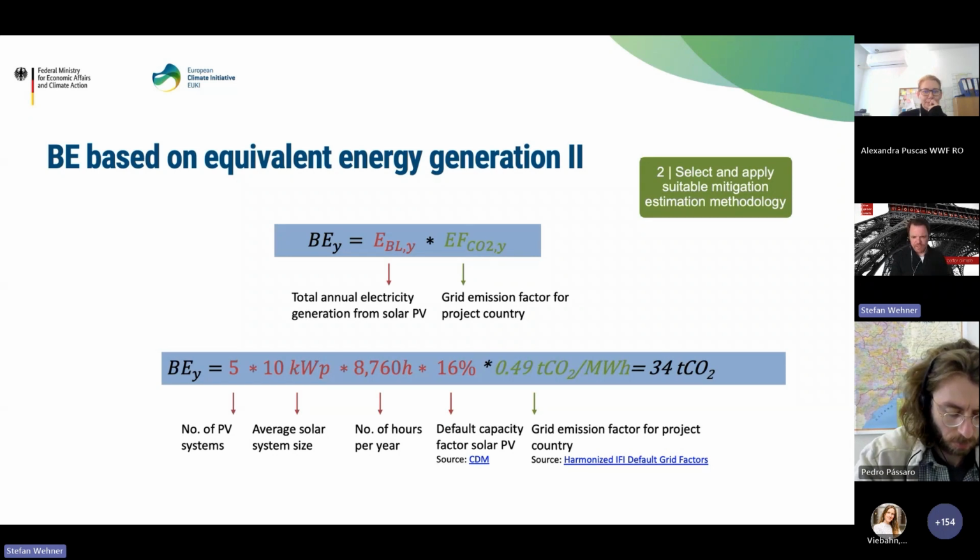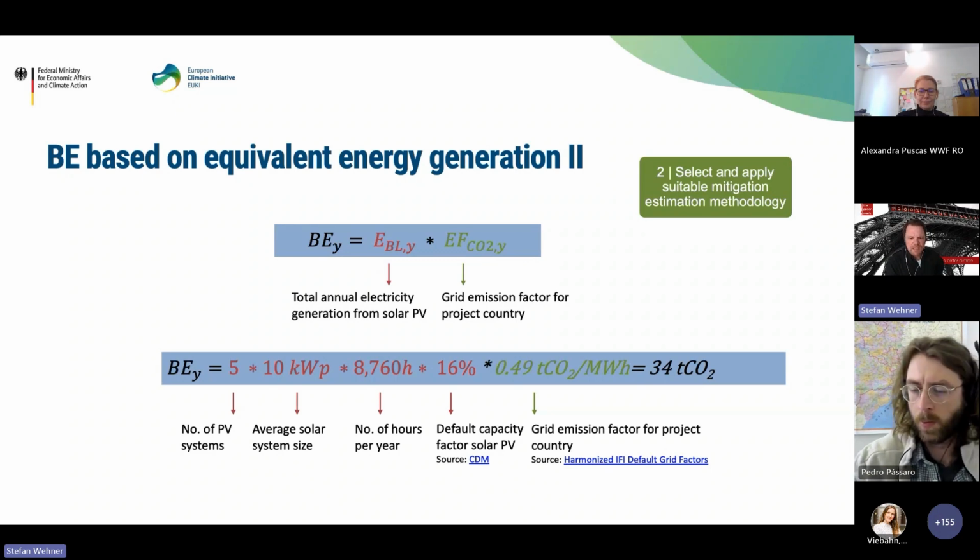And the capacity factor shows how long in the year these systems are running at full capacity. And there are default values that you can use. For example, for solar PV, it's 16, but this is rather conservative. In many countries, it really depends on the solar irradiation and the location. It can be higher. So if you have a better, project-specific estimation, you can use it and do the estimation based on your local circumstances.